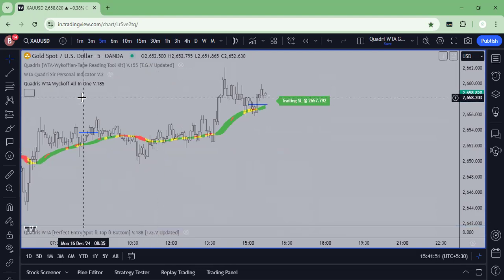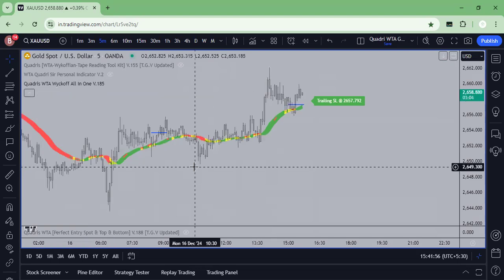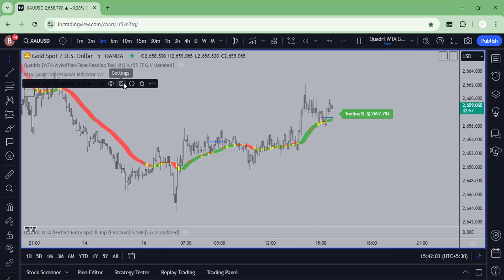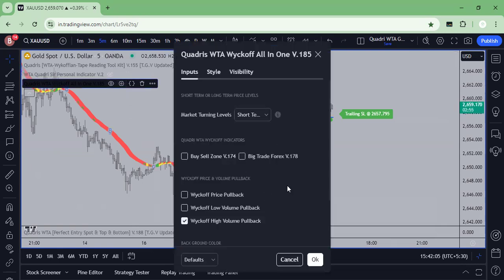And today I'm going to explain about what is all-in-one Wyckoff version 185. The main premise of this indicator is simple and straightforward. This is the default setting which you have to apply. Now, I have version 185, 174 and 178 added into it. So first thing I will explain version 174 and what version 178 is. Buy sell zone version 174 and big trade Forex version 178.